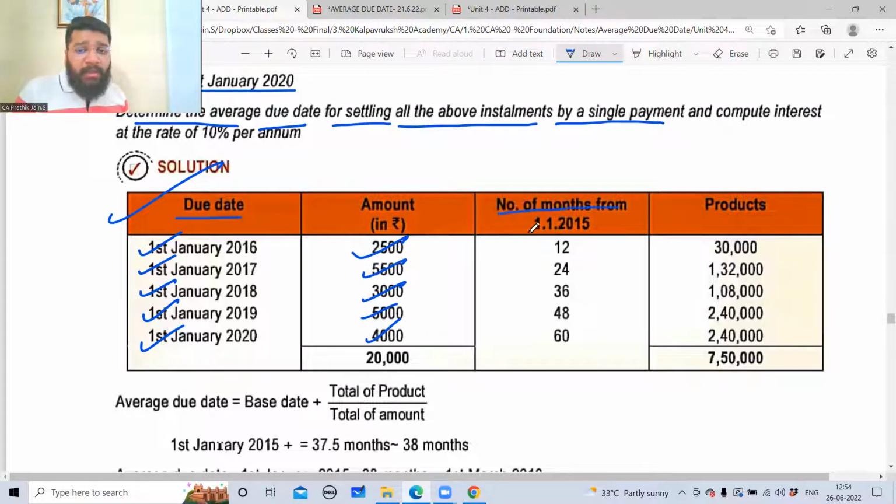Number of months from the base date. Base date, I told you, you have to take the date of loan as the base date. Even if you take any other base date, you'll get the same answer. But for common purposes, we'll always take the date of loan as the base date. So from 1/1/2015 to 1/1/2016, it is 12 months. Like that, you'll get 24, 36, 48, 60. Exactly like the previous question.